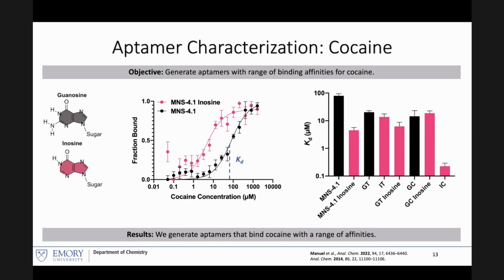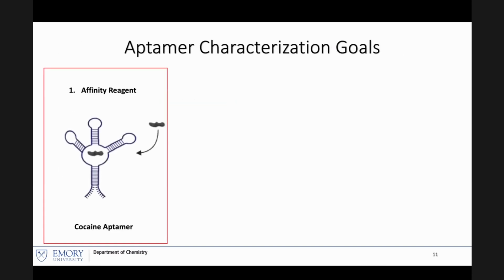I guess if anybody else has any questions, get them in. I'll ask one other one just out of my curiosity here. When you swapped in inosine for the guanosine, did you expect it to decrease your KD, or did you have a feeling for which way it was going to shift?